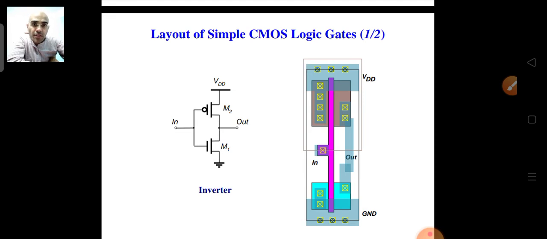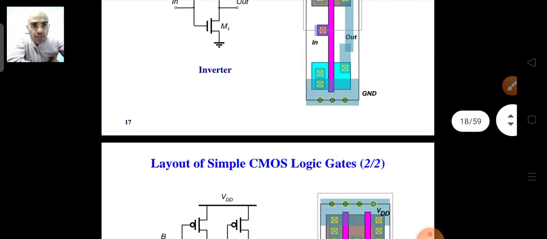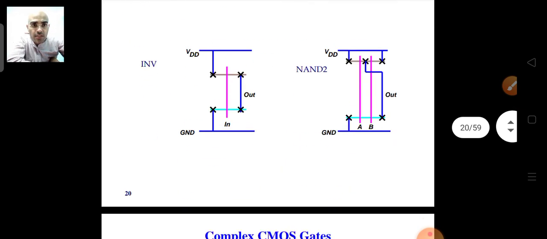And then the drains are also connected together, and to that point you connect the output, whereas the source of the PMOS is connected to VDD, and the source of the NMOS, which is M1, is connected to ground. Considering this, if we see the stick diagram, then you can easily understand it.